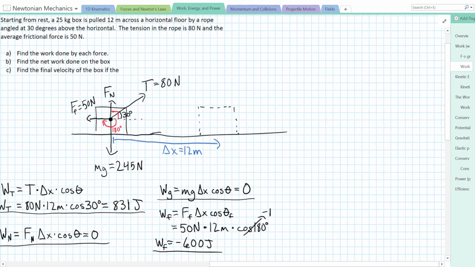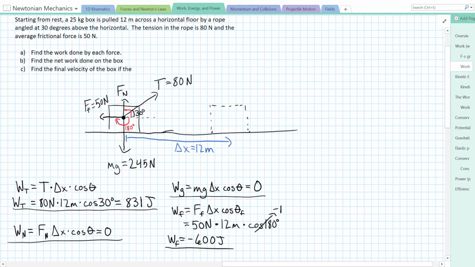Part B is find the network on the box, and I'm going to do that off to the right. So we need to find the network. Net work is just equal to the sum of the individual works, so that's just going to be the work done by each individual force. We could also find the net force, but since we already have the individual works, let's just do that.